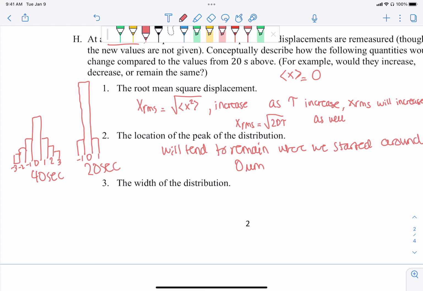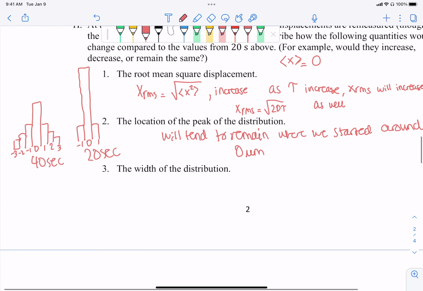The width of distribution. We already talked about this before, where the width of the distribution, which we normally define as a standard deviation, is equal to the XRMS, so it's equal to our root mean square displacement. If that increases over time, like we know from part 1, it only makes sense that the width will increase as well. And as Abigail put it, width would increase as the particles have more time to displace farther.